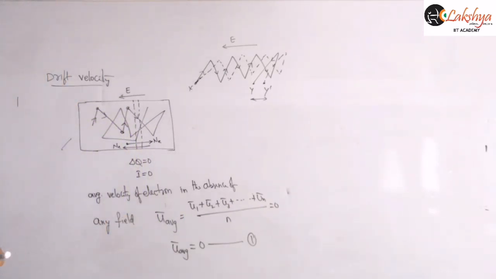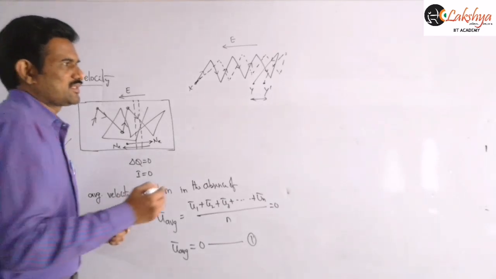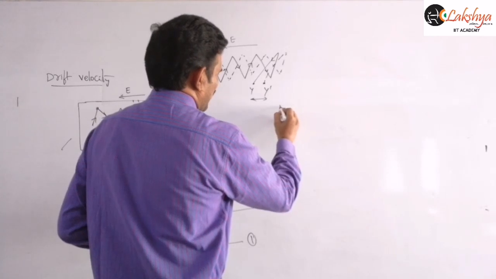So let us see now what the drift velocity is. First of all, I am writing the data here: the force acting on the electron.